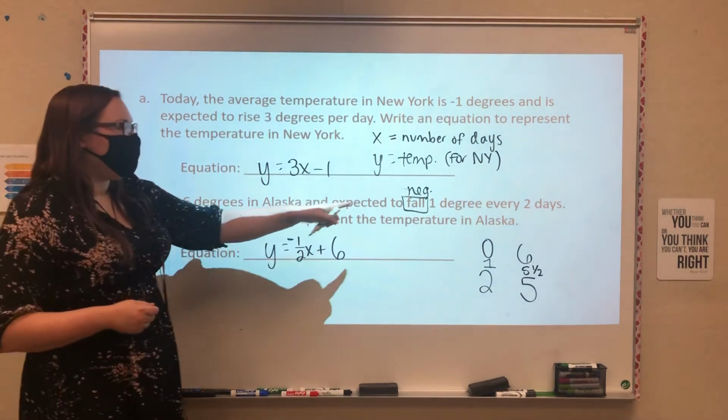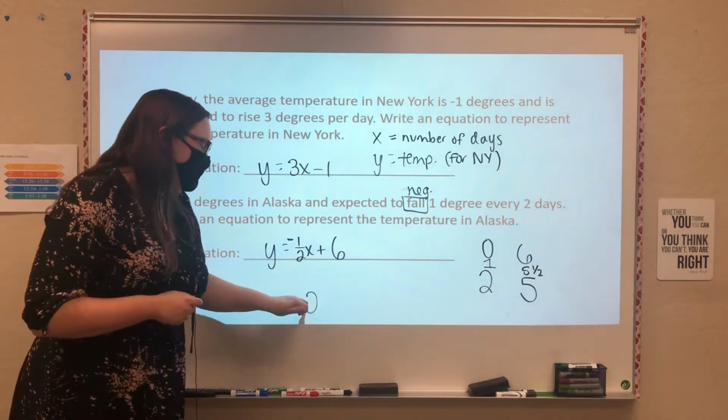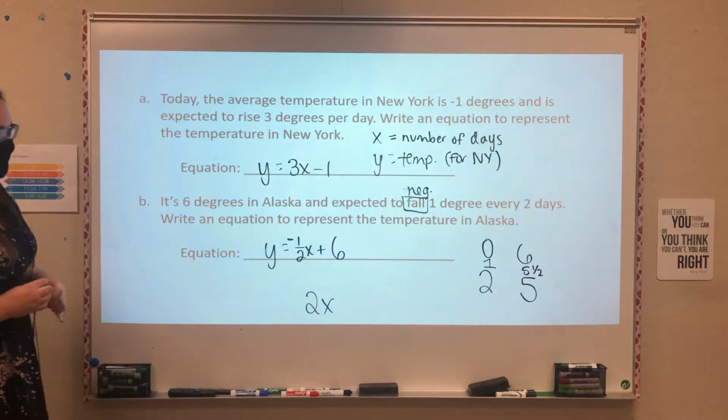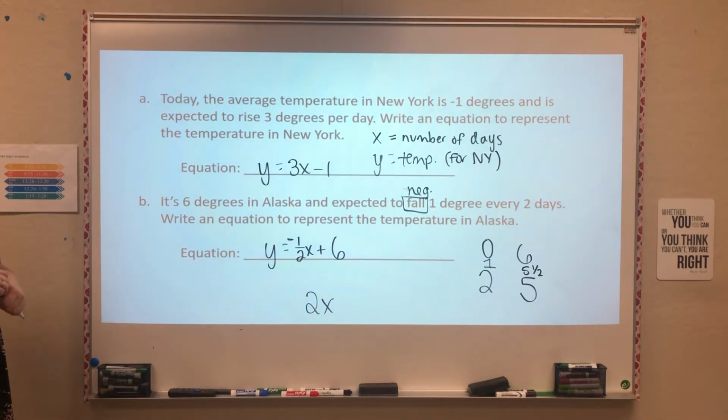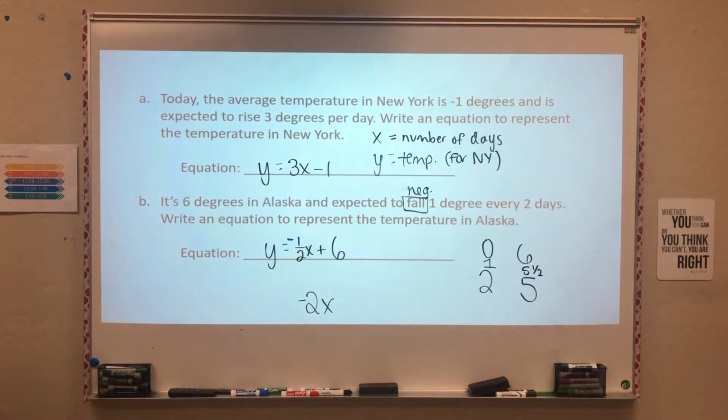The part here with 1 degree every 2 days that students like to write a lot of times is 2x. How is this different than this? Yes. 2x would mean it's changing, or I guess I should put negative there. Well, it's changing by 2 every day. Changing by 2 to what?